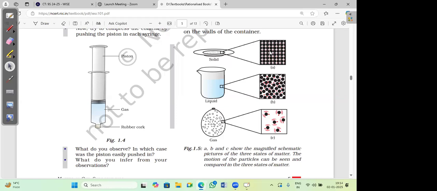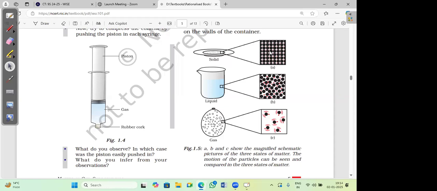Also, the intermolecular forces of attraction between the particles are strong in solids, moderate in liquids, but less in gases. In gases the amount of force between the molecules is very less. Therefore the molecules are almost free to move from one place to another.